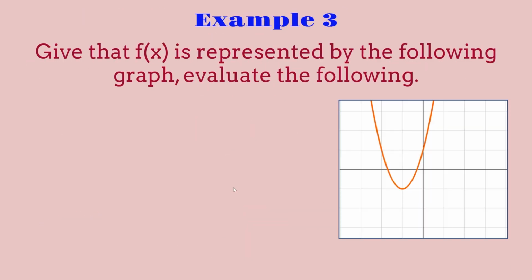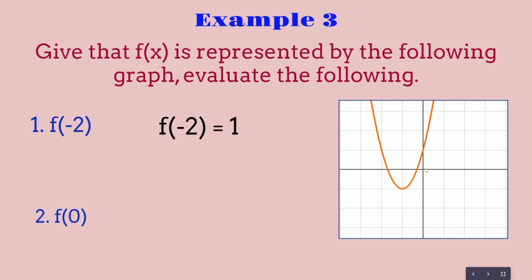Now for question number 3, given that f of x is represented by the following graph, evaluate each of the following. For the first question, we have when x is equal to minus 2, so f of minus 2. In order to do this, all we do is look at the x-axis and find where it is minus 2. When it's minus 2, which would be right here, we can see that y is equal to 1. So f of minus 2 is equal to 1. For the second part, we have f of 0. Same thing: we look at the x-axis where x is 0, and we can see that it's still 1. So f of 0 is also equal to 1.